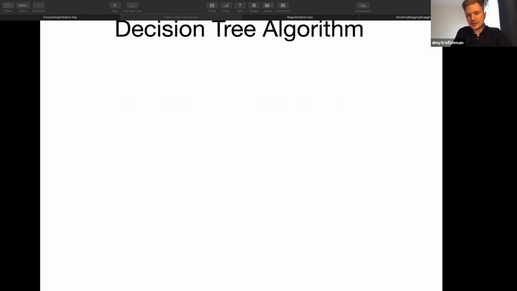I wanted to discuss a decision tree algorithm. I know that you have been given the decision tree algorithm, but I still feel it's nice to iterate over it and make sure that everybody is on the same page.